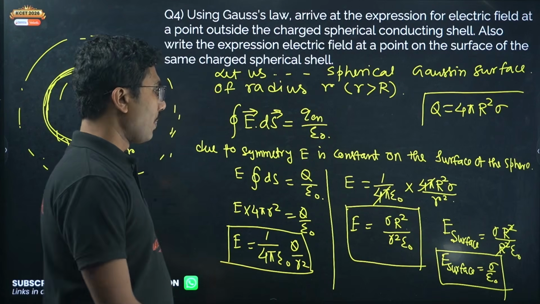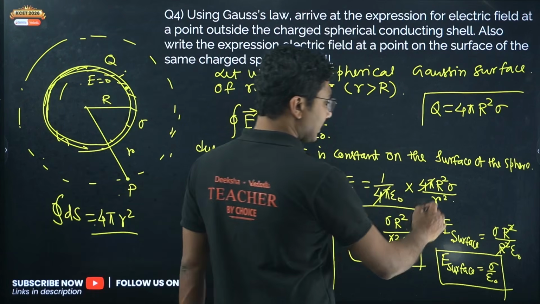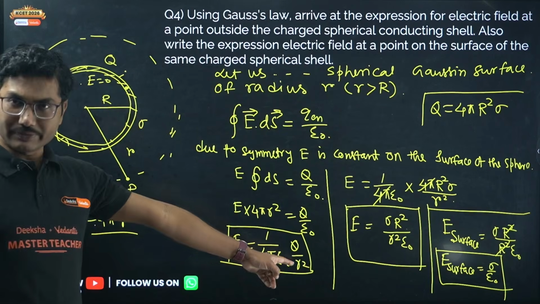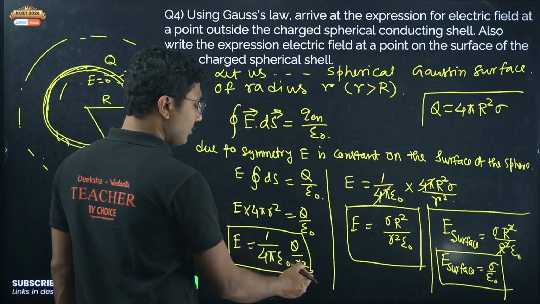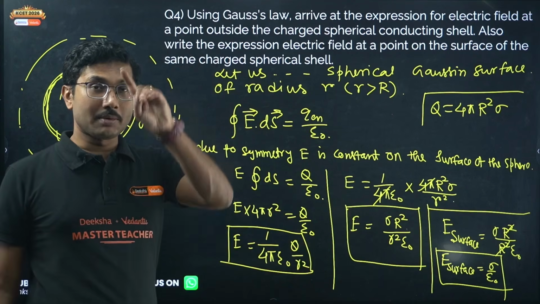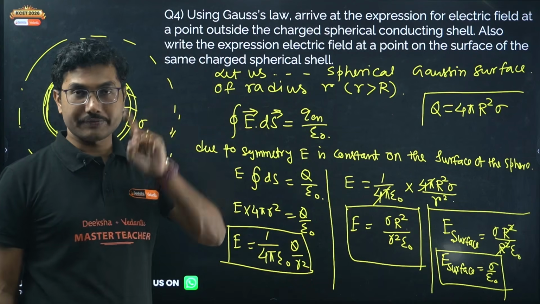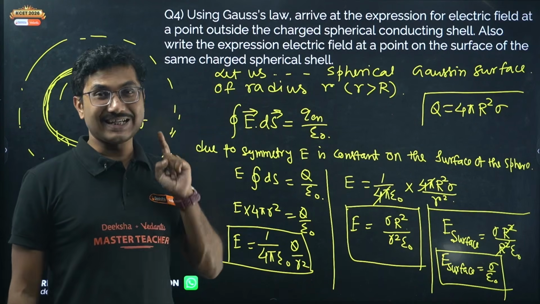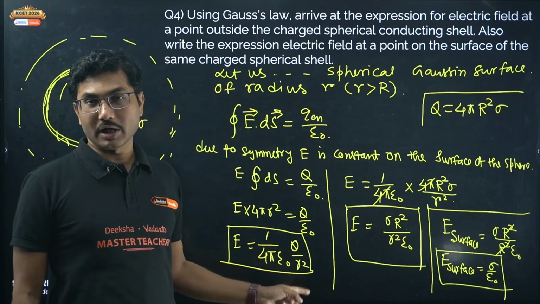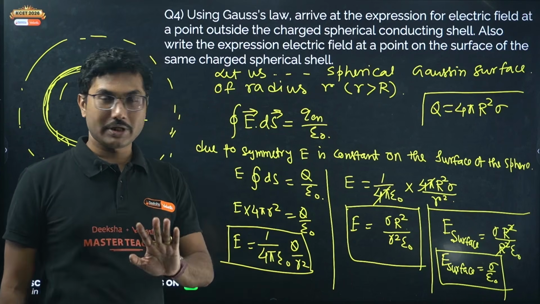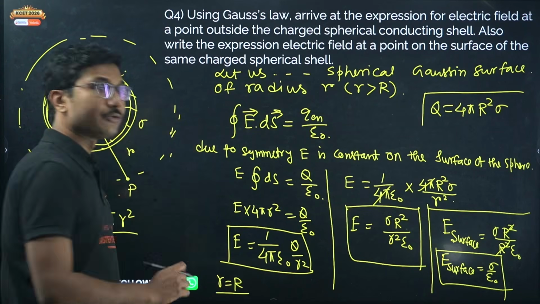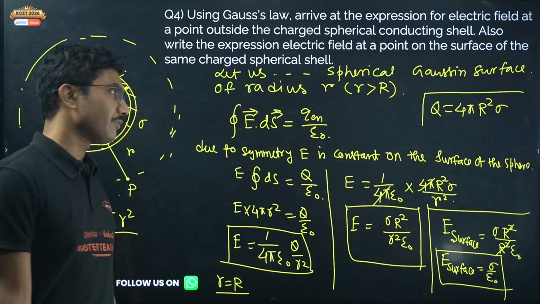Now this is the second part. Remember, for the second part this is very essential. If you are using this formula, instead of small r you have to use capital R on the surface. On the surface of a conductor or a spherical shell, the electric field is not 0, but here you have to put small r equals capital R. That's it. On the surface, small r is equal to capital R. If you substitute that, you will get the electric field on the surface.